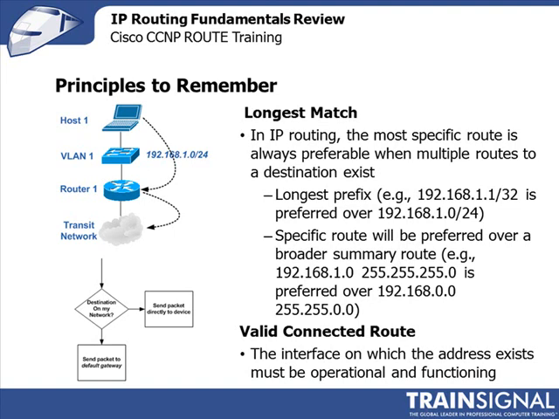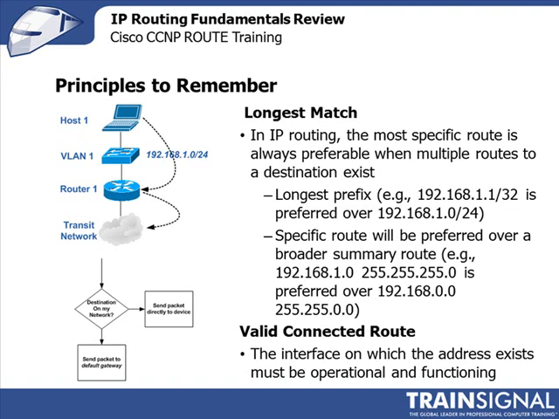Another way of referring to it is that a specific route will be preferred over a broader summary route. Using another example, 192.168.10.0 using standard notation is going to be preferred over 192.168.0.0, essentially a /16 route, or 255.255.0.0. The general is always going to be trumped by the more specific. So remember longest match, because that's one of the things that can throw you a little bit if you don't keep that in mind. Another is a valid connected route.